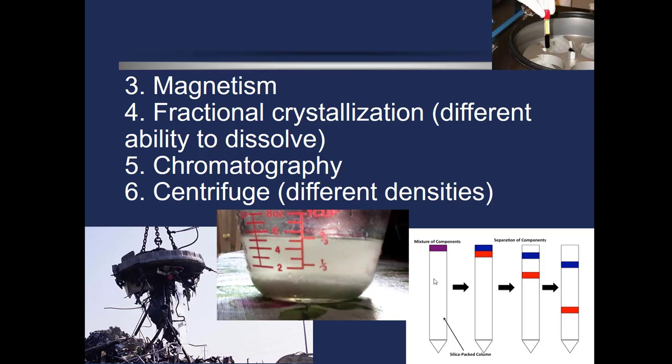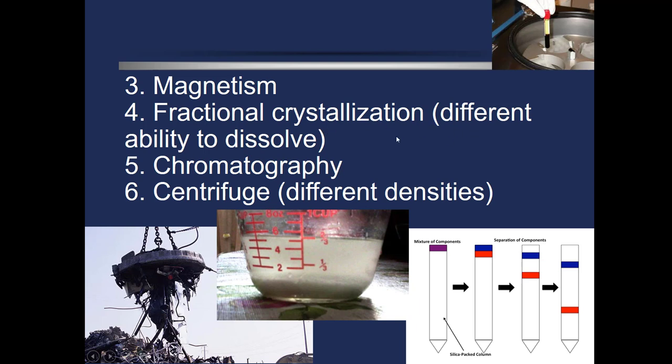All right, some other ways to use physical processes to separate it. We have magnetism. So this is a junkyard where they're able to collect the metal that they can use to recycle. And they have this magnet that they're able to turn on and turn off. So they're able to move the metal around, that they can melt down and reuse.